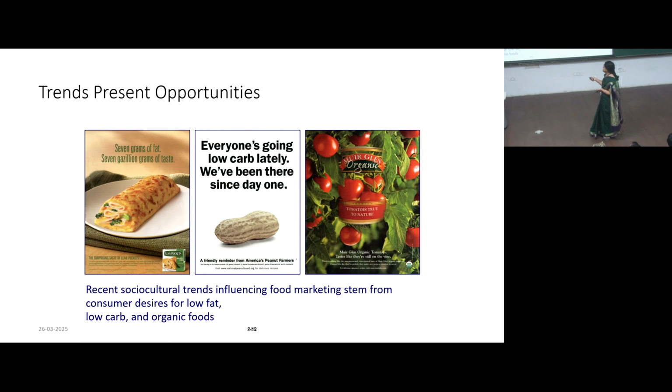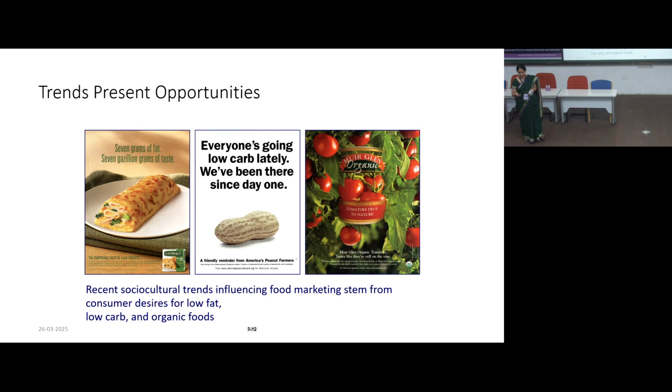Okay, coming to this, we are just asking you to look at recent socio-cultural trends influencing food markets, which stem from consumer desire for low fat, low carb and organic foods. Nowadays, we don't even use sugar in the coffee. All our elders were using coffee, sugar and everything, and they lived for 90 years, but we stopped everything and we are dying at 57, 58 years, right? So where is the difference? Lifestyle is the problem, and people are more and more into these kinds of things. So they talk about these kinds of products, right?